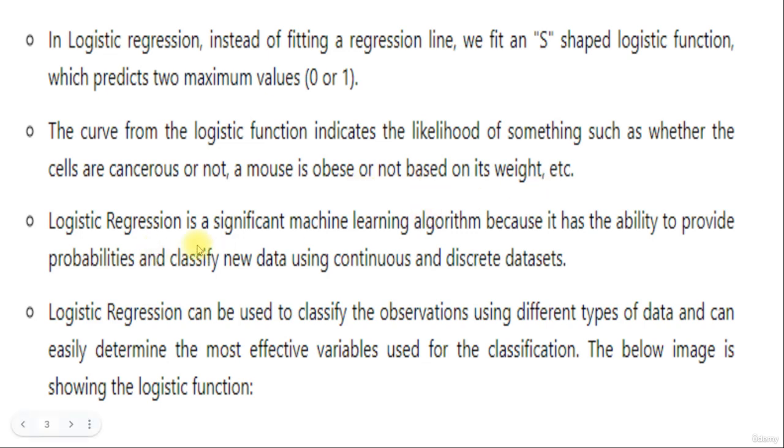So logistic regression is a significant machine learning algorithm because it has the ability to provide probabilities and classify new data using continuous and discrete data sets. Logistic regression can be used to classify observations using different types of data and can easily determine the most effective variables used for classification.